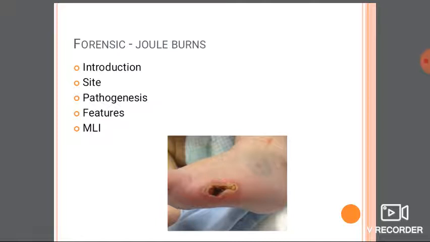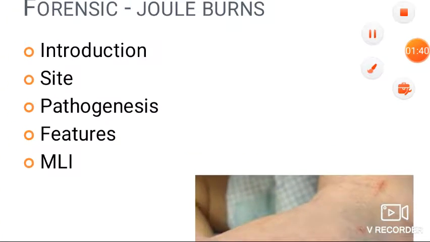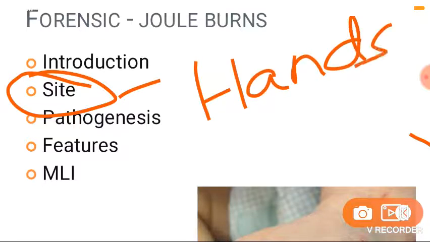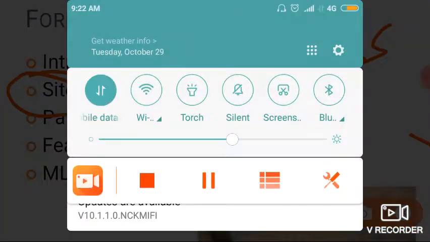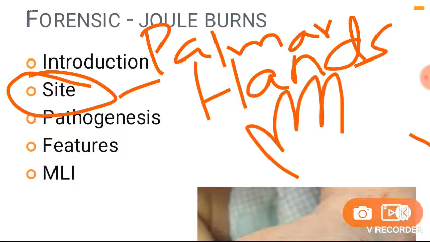Now we are moving on to the site of Joule burn. We are done with the introduction, guys. It is commonly the exposed part of the body, especially the palmar aspect of the hand. So you should remember it is mainly the palmar aspect of the hands. Remember, it is mainly the hand that gets affected.